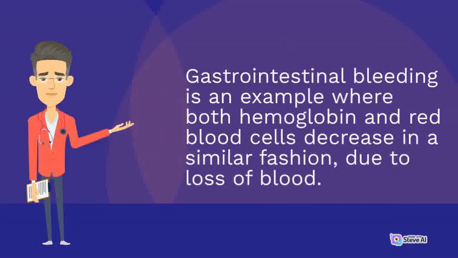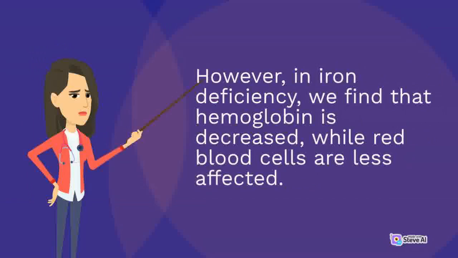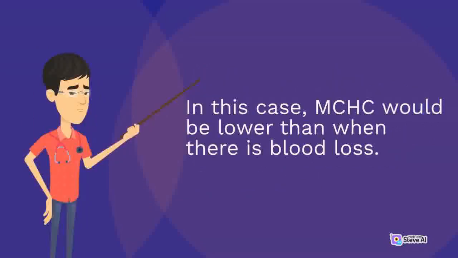Gastrointestinal bleeding is an example where both hemoglobin and red blood cells decrease in a similar fashion, due to loss of blood. However, in iron deficiency, we find that hemoglobin is decreased, while red blood cells are less affected. In this case, MCHC would be lower than when there is blood loss.